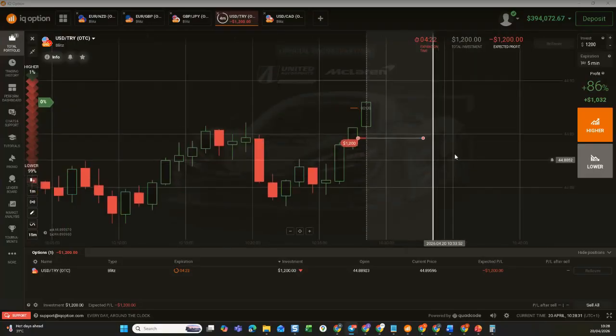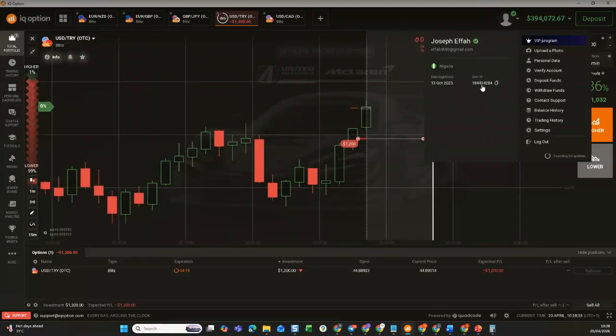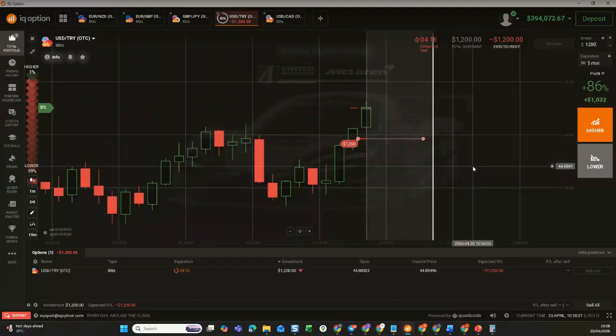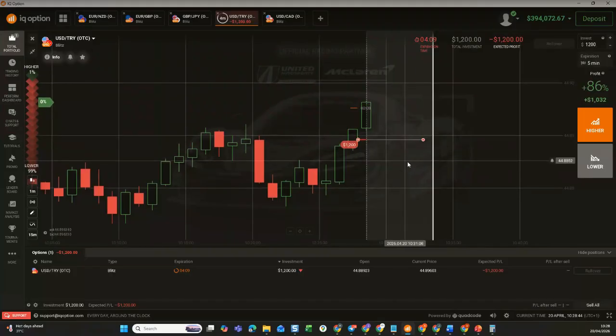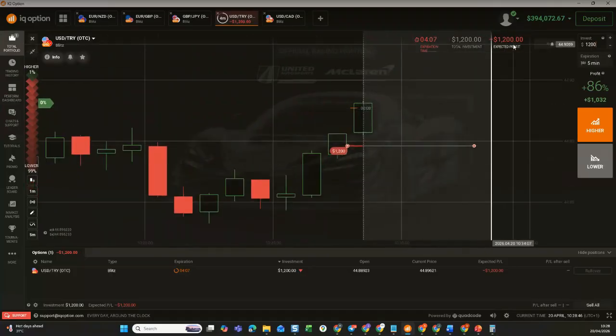And when you register on IQ Option using our link, you go to your profile, you copy your user ID, you send that to me. That's the second step. Remember, register on IQ Option using our link, go to your profile, copy your user ID, send it to me. Now, the third and final step is for you to fund your IQ Option account.